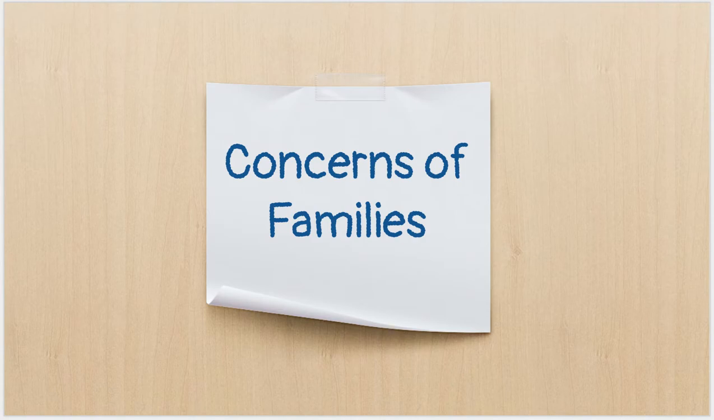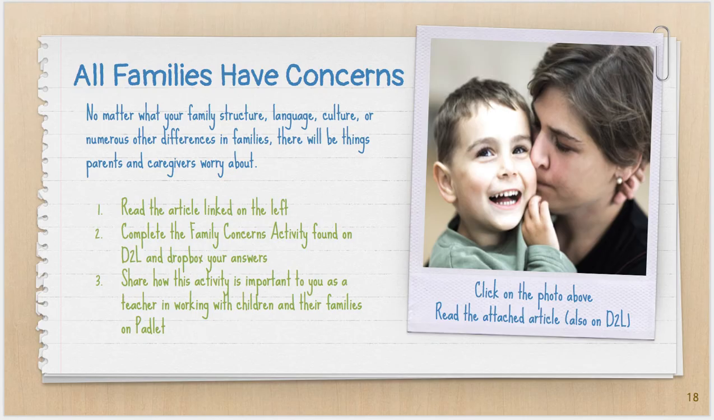And then we're going to have some information about the concerns that families have. And this is one of your participation activities. What you're going to do on this slide is read the article that is linked on the left. So if you click this picture, it will take you to an article. That article is also in D2L. You'll complete the family concerns activity that is also found on D2L. And once you've completed the activity, you'll Dropbox your answers.